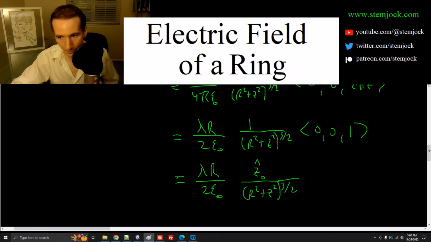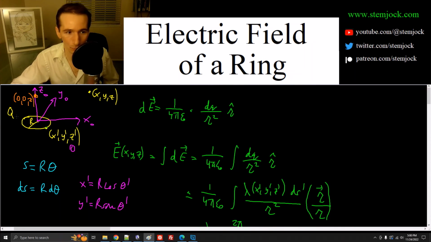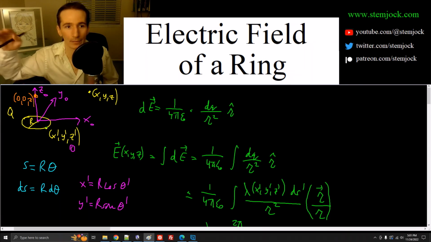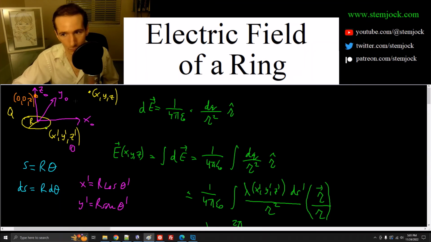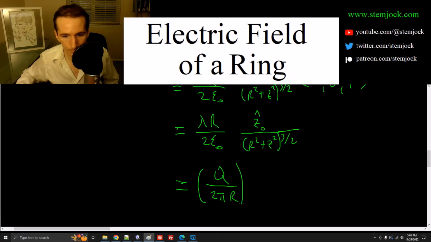And some physics professors want you to express the final answer in terms of the quantities given. So if the total charge is q, then the linear charge density is going to be the total charge divided by the total length of the object in question. So the total length is going to be the circumference of the circle, which is 2 pi r. So the linear charge density here, lambda, is going to be q over 2 pi r. So again, it's the total charge over the total length of the ring.